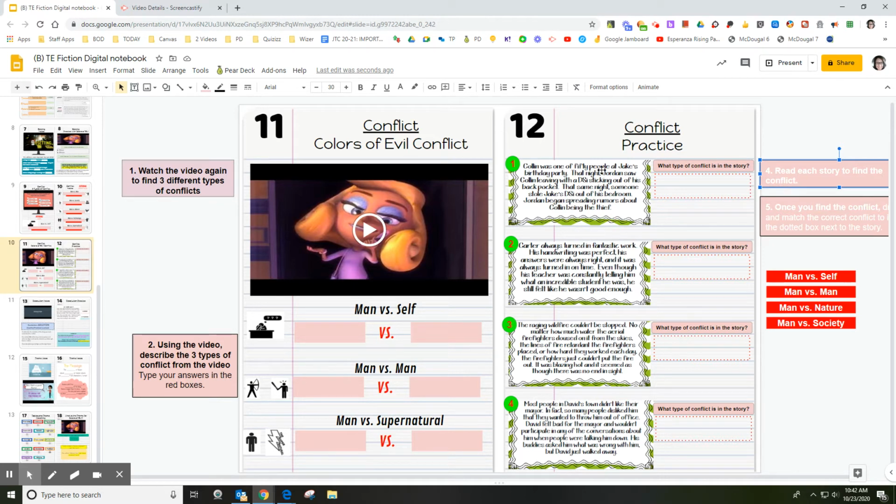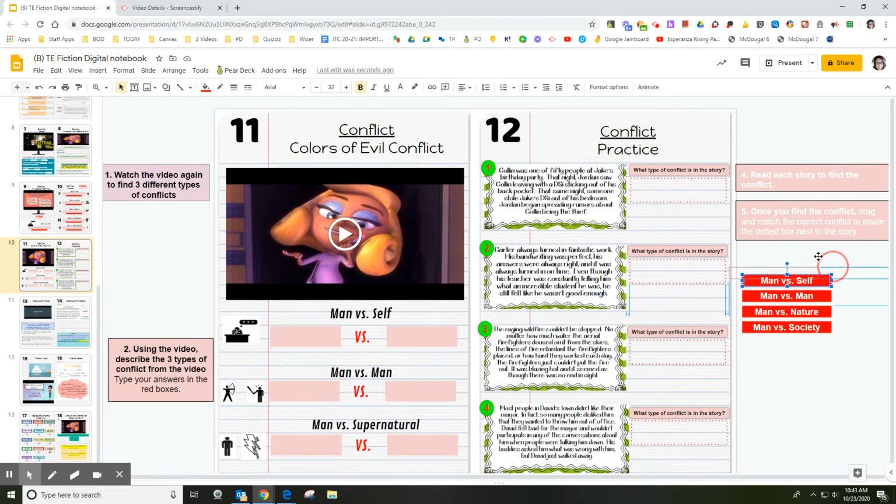So once you read it, you're going to answer this question here. What type of conflict is in this story? I'm not asking you to tell me exactly the conflict. I just want you to tell me if it's man versus self, man versus man, man versus nature, and man versus society. So once you find the conflict, you're going to drag and match the correct conflict to the dotted box next to the story.